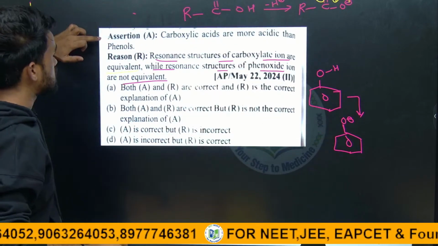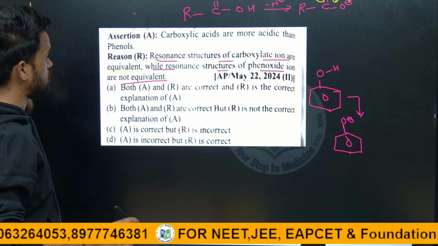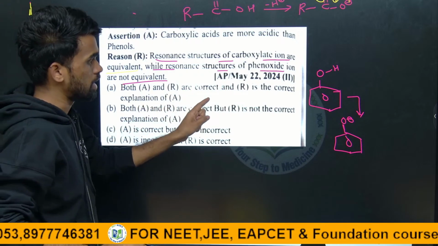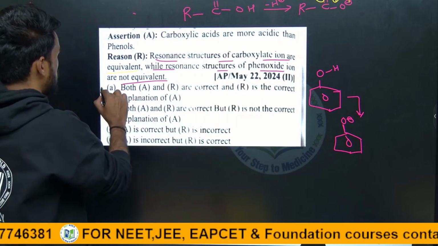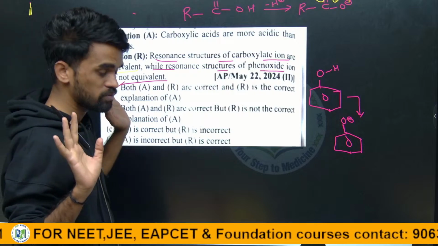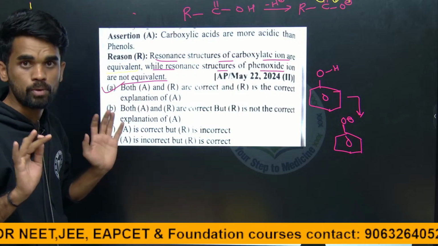So the assertion is correct, the reason is also correct. So both A and R are correct, and R is a correct explanation of A. So we can go with option A. I hope it is very clear. If you have any doubts, write in the comment box.